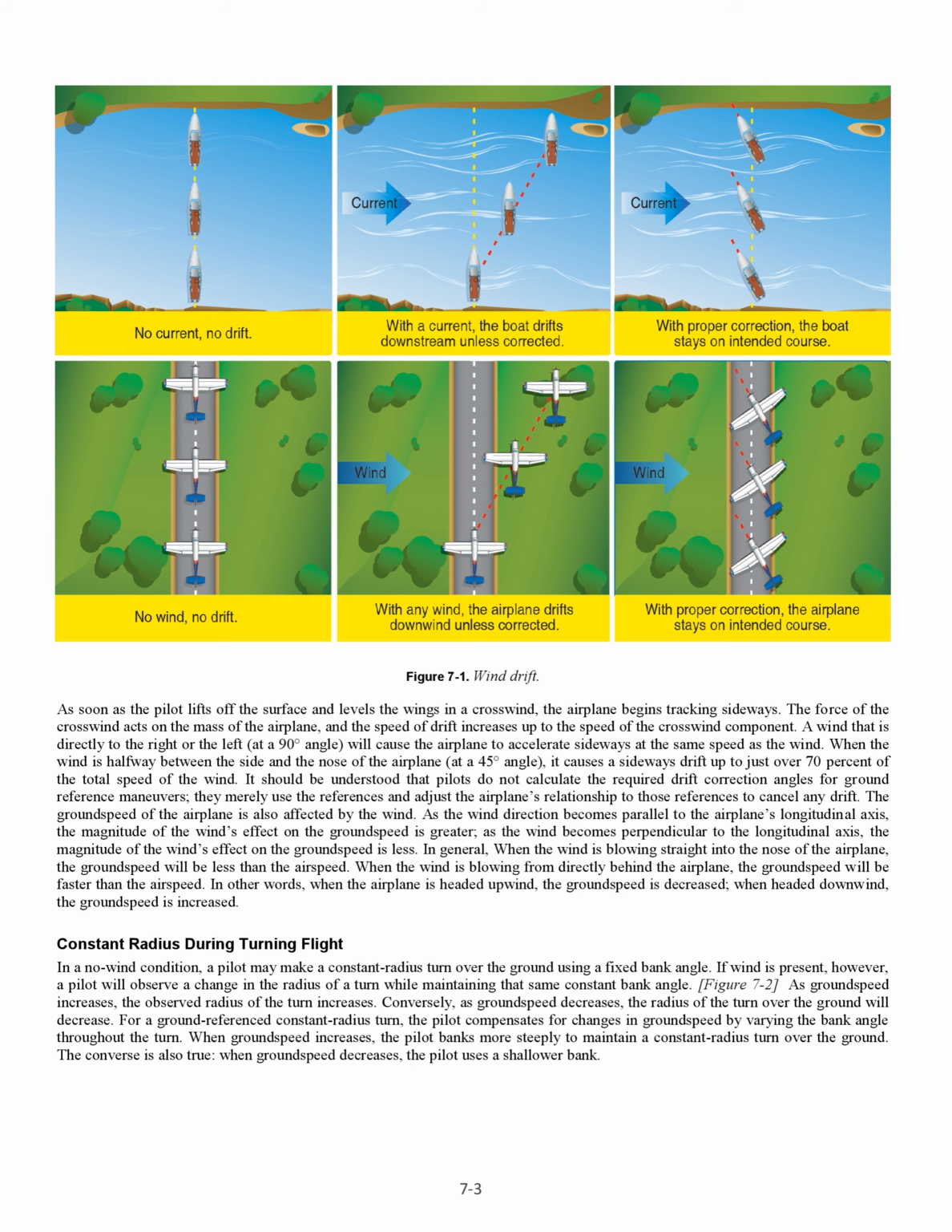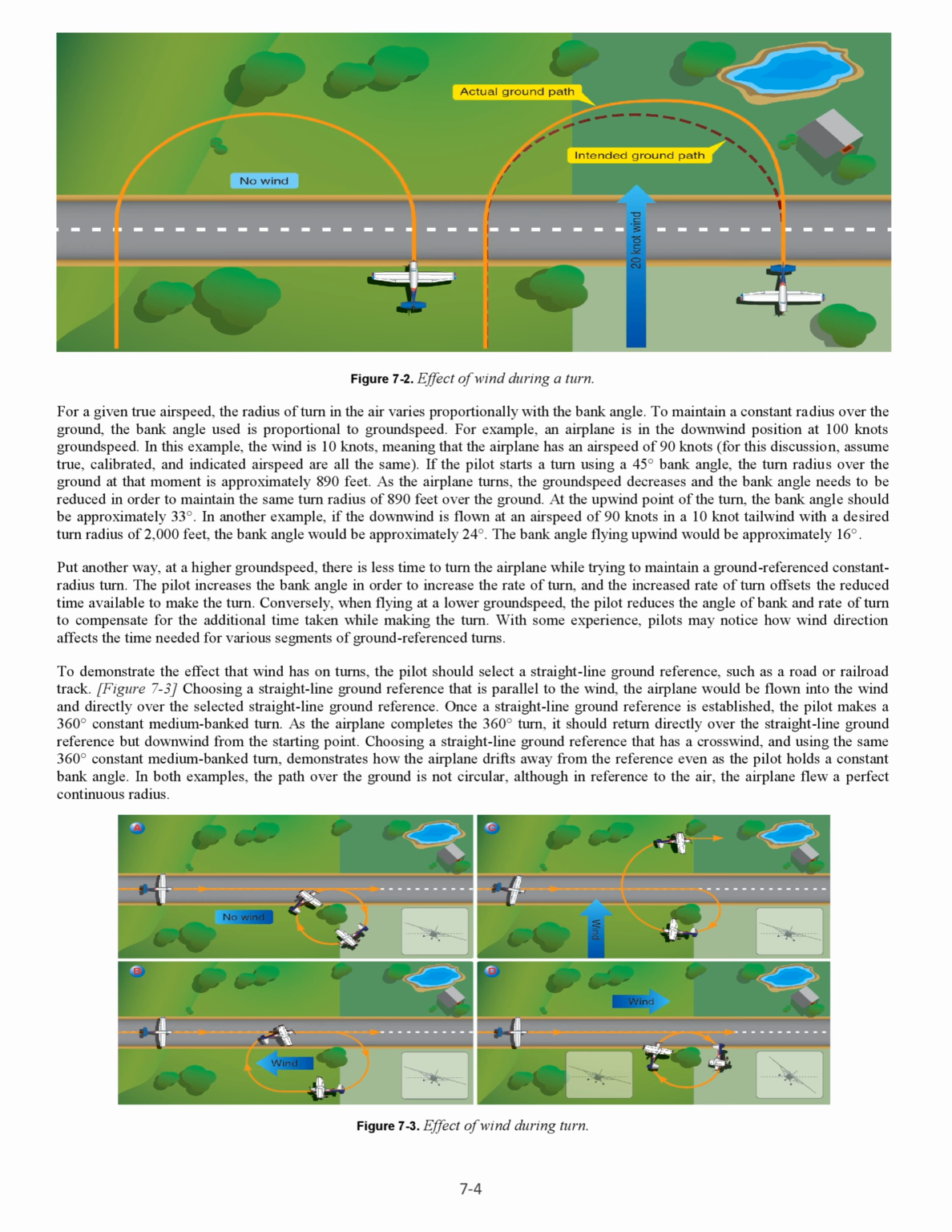For a ground-referenced constant radius turn, the pilot compensates for changes in ground speed by varying the bank angle throughout the turn. When ground speed increases, the pilot banks more steeply to maintain a constant radius turn over the ground. The converse is also true. When ground speed decreases, the pilot uses a shallower bank. For a given true airspeed, the radius of turn in the air varies proportionally with the bank angle. To maintain a constant radius over the ground, the bank angle used is proportional to ground speed.